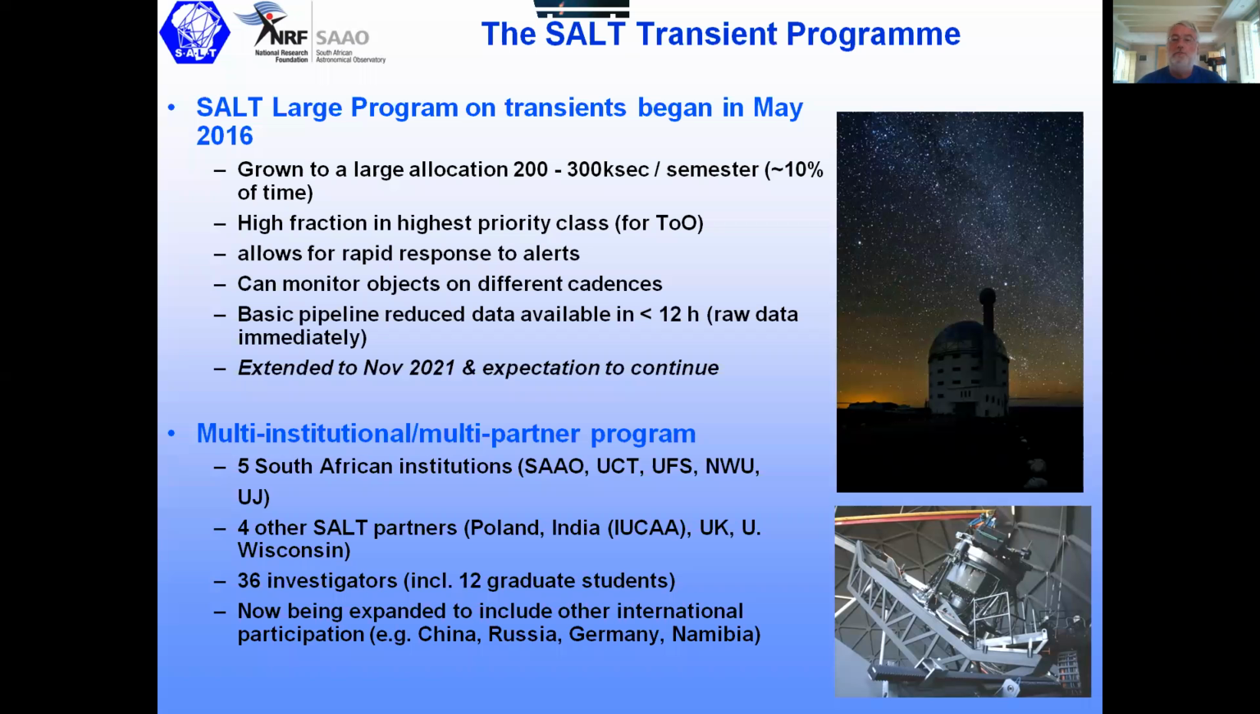And it involves the observations of transients across all different object classes. It's a large program involving 5 South African institutions, 4 other SALT partners, and a total of 36 co-investigators, including graduate students. It allows for the fact that we can respond rapidly to target of opportunity alerts. We can monitor objects on different cadences depending on the type of system. And furthermore, the data becomes available very rapidly, typically within 12 hours of the observations being taken.